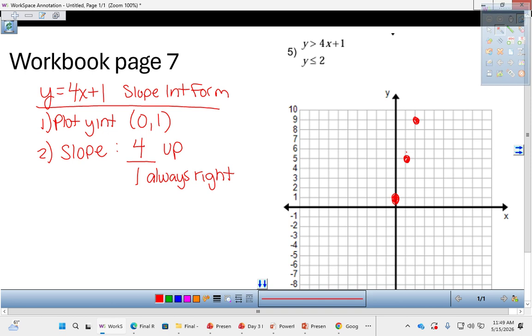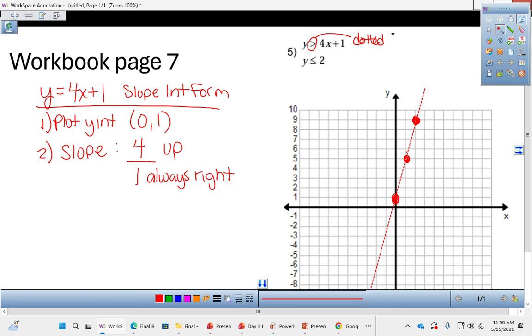So once I have my points, I'm going to take my ruler, and because this inequality is not inclusive, I'm going to connect it with a dotted line. So if you already did this and you made it solid, just erase certain parts of it so that it's dotted. All right, so there is my first line. I am going to hold off on shading this line until I get the second line plotted.